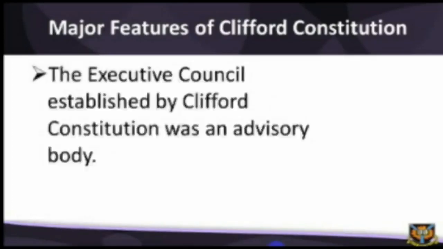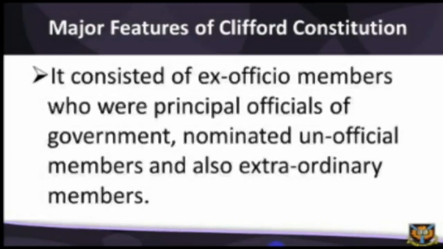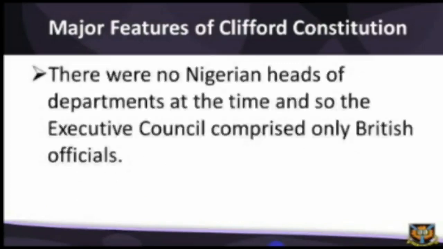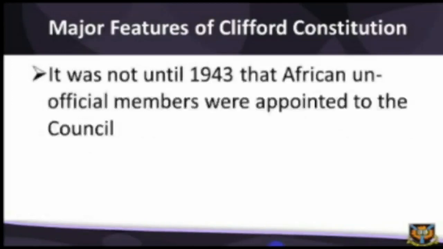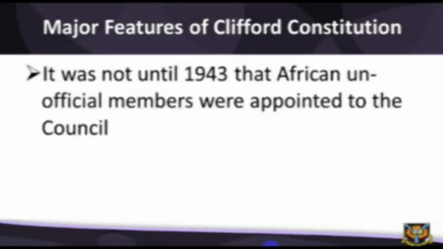The Executive Council, established by the Clifford Constitution, was an advisory body. It consisted of ex-officio members who were principal officials of government, nominated unofficial members, and also extraordinary members. There were no Nigerian heads of departments at the time, and so the Executive Council comprised only British officials. It was not until 1943 that African non-official members were appointed to the Council. The Council implemented all the decisions and laws of the Legislative Council.